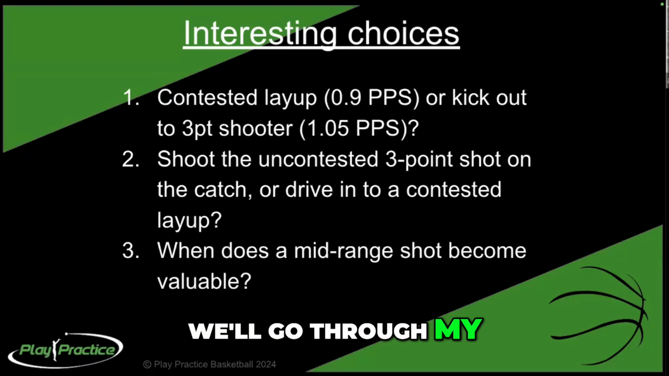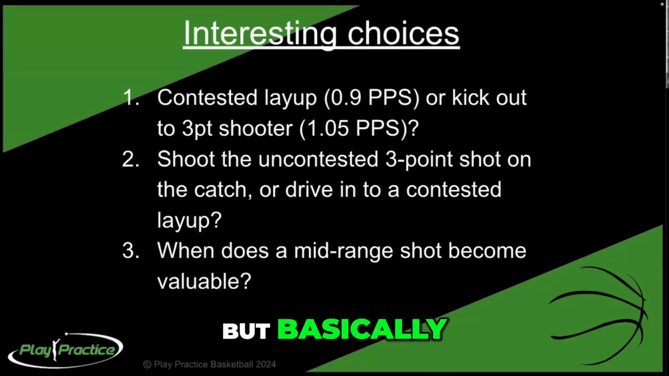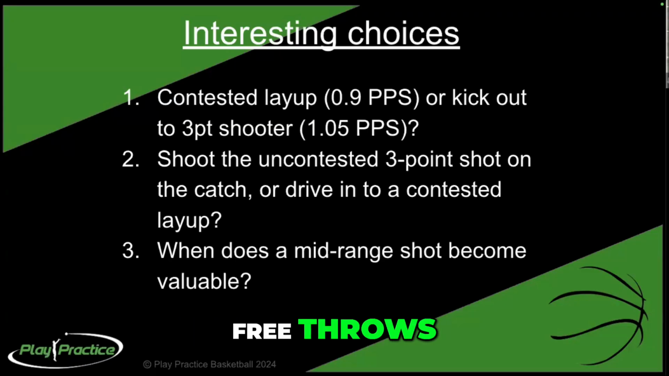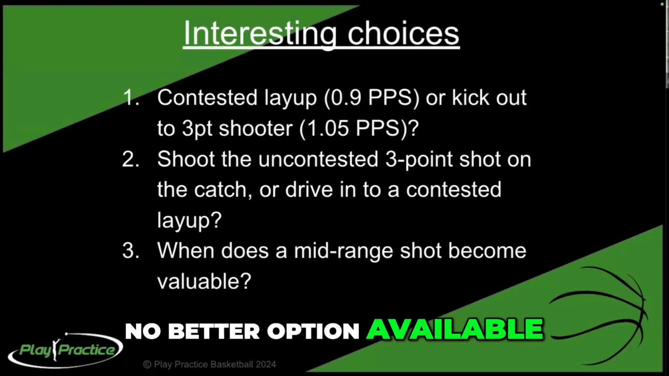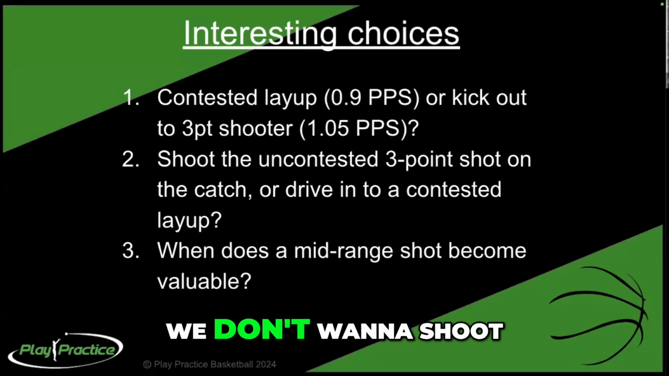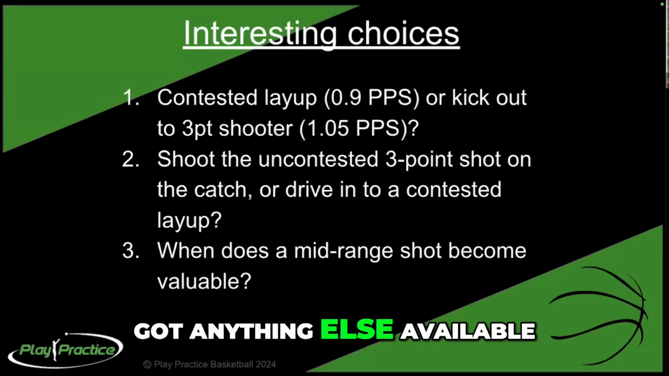We'll go through my shot selection list in a minute, but basically I want players to think: I want to shoot the three every time it's open. If that's not open, I want to get all the way to the rim as fast as possible. If that's not open, maybe I would take a foul going to the rim because I know I'm going to get free throws. And then if neither of those are available and I have space, I will settle for a mid-range if I have to and there's no better option available, right? We think about that as level one, two, if we include free throws, three, and then four is the mid-range. Don't shoot option four if we have option one or two available. We don't want to shoot a mid-range if we've got anything else available to find.